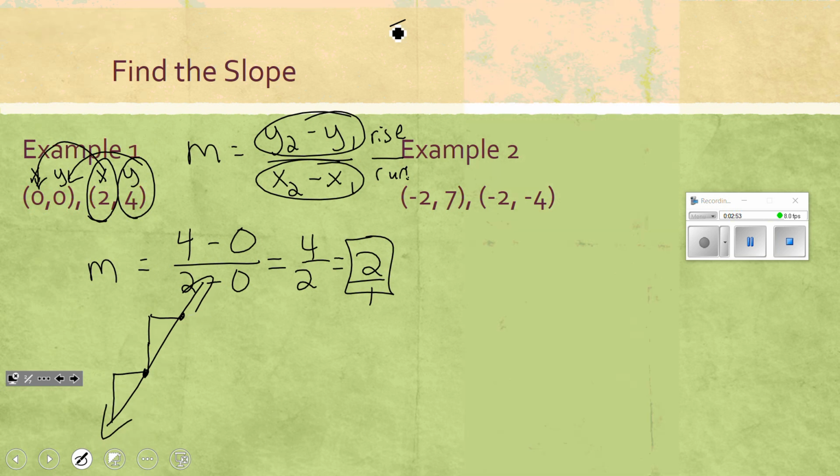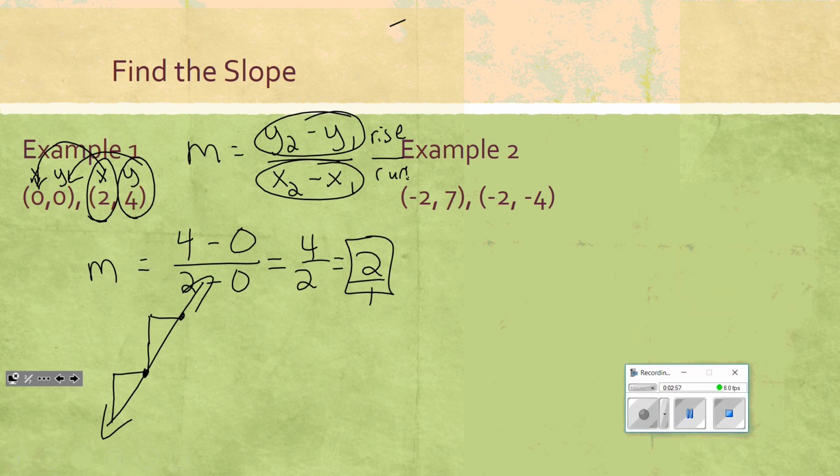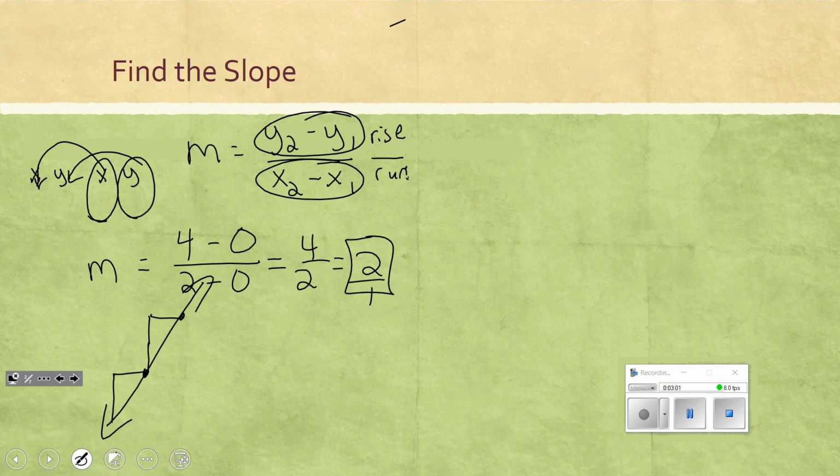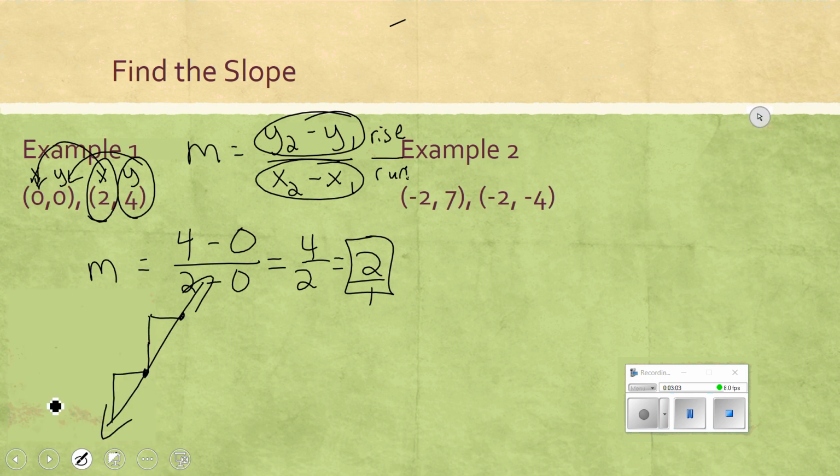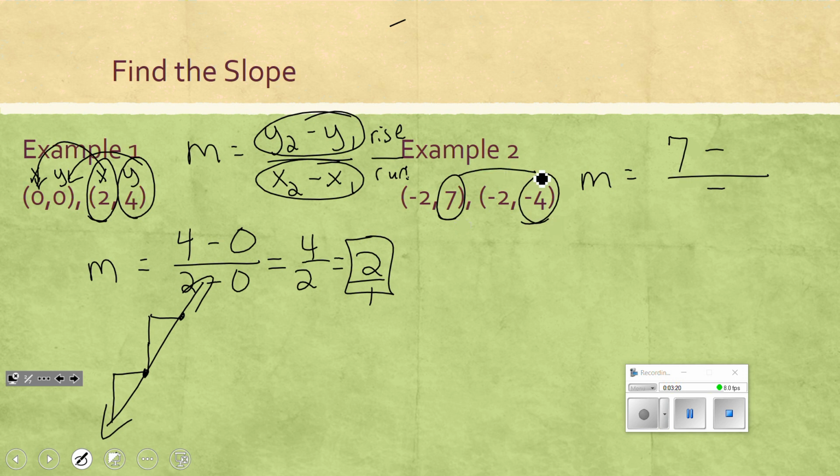Okay, so let's look at example 2, and I encourage you, if you remember this, go ahead and hit pause and try this one on your own. So if we fill in M equals, let's fill in our subtractions. Now this time, it doesn't matter which one you're going to start with, so I'm just going to pick random ones so you can see that it doesn't matter. I'm going to start with this 7, this y, and I'm going to subtract negative 4.